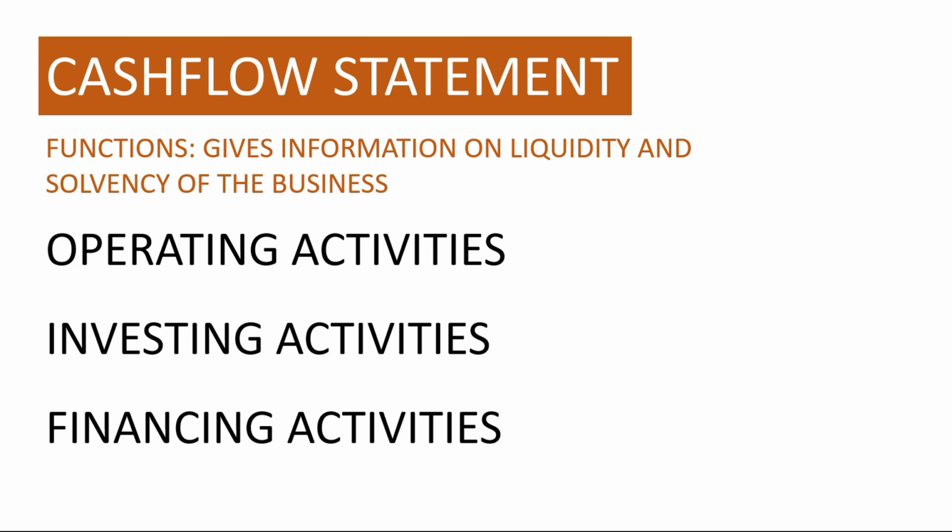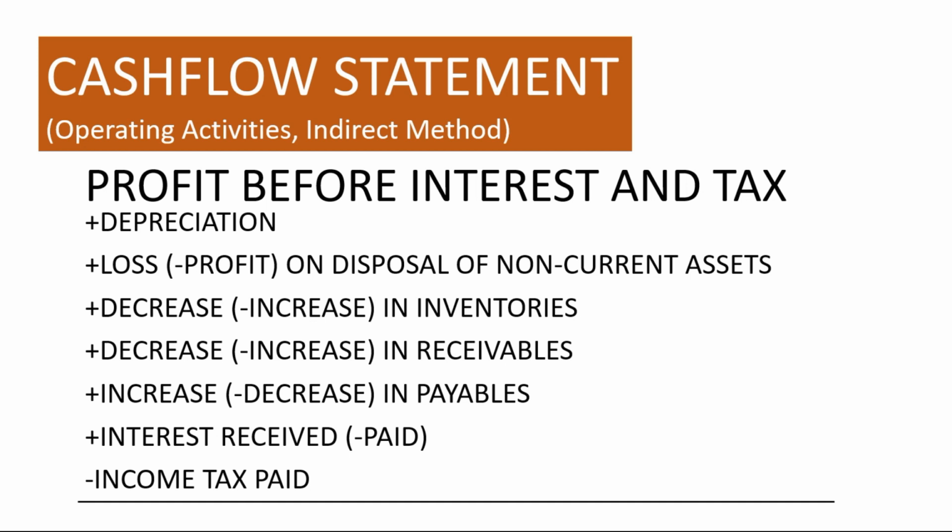A cash flow statement can be calculated by the direct or indirect method. But since the indirect method is more common and easier, we'll use the indirect method in our example. To calculate operating activities, we begin with profit before interest and tax, then add back depreciation, because depreciation is not cash expense, and also loss on sale of non-current assets, because the so-called loss is only the difference between cash received and net book value of non-current assets after depreciation.